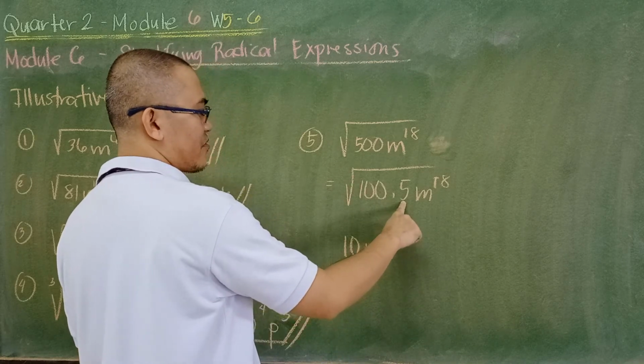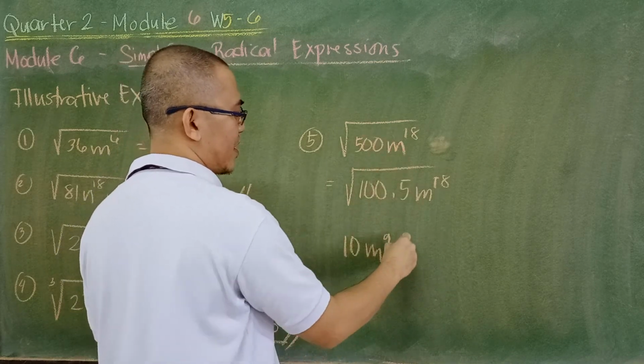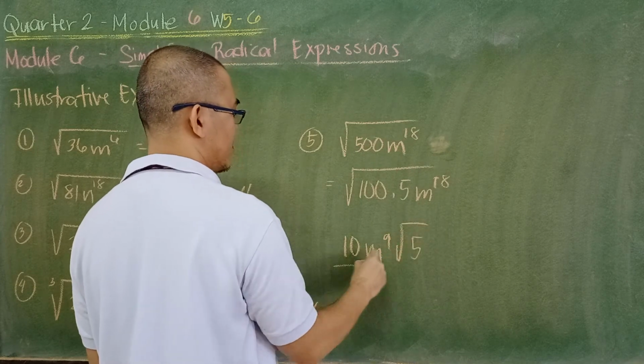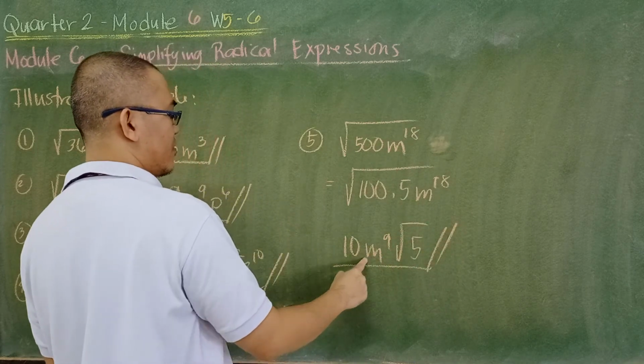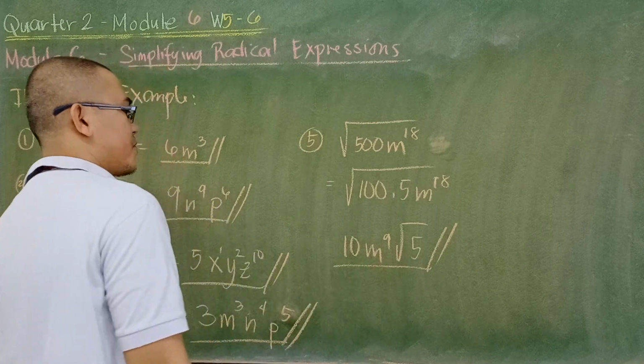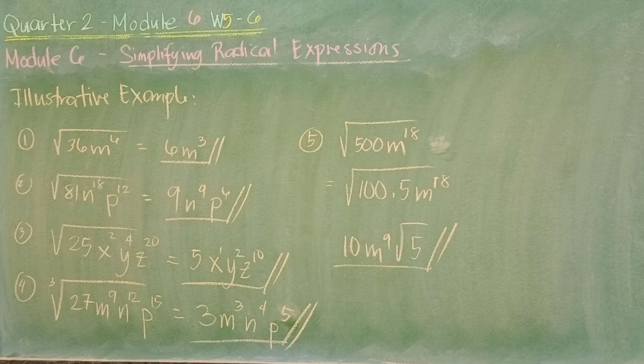And then yung 5, anong gagawin sa 5? So yung 5 may iwan to sa loob ng radical sign. So you have this 5. So 10m raised to 9 square root of 5. So kung di mo siya pwedeng kuha ng square root, may iwan sila doon sa loob ng radical sign. Another.